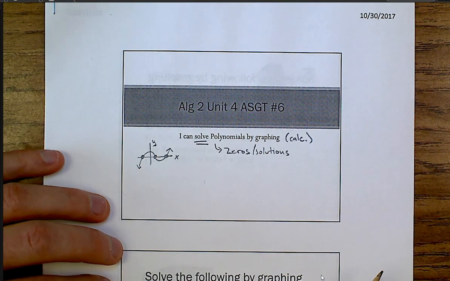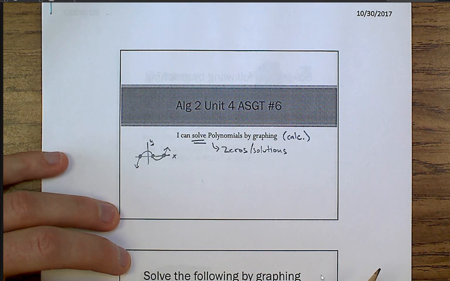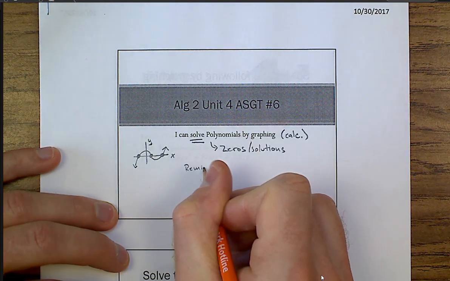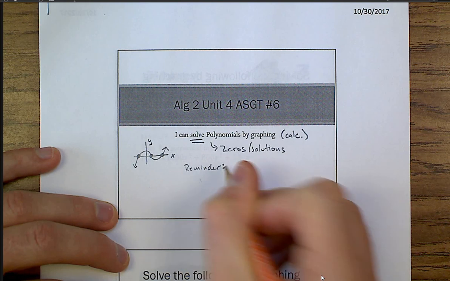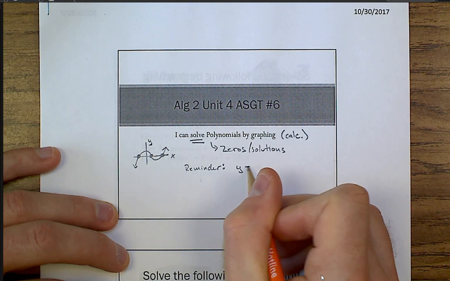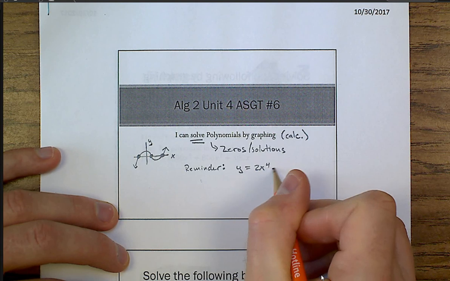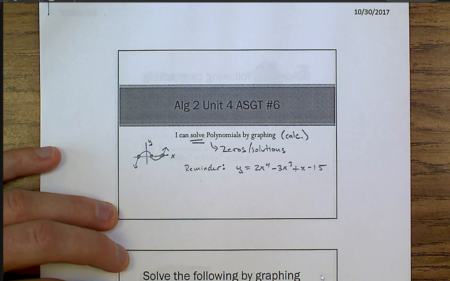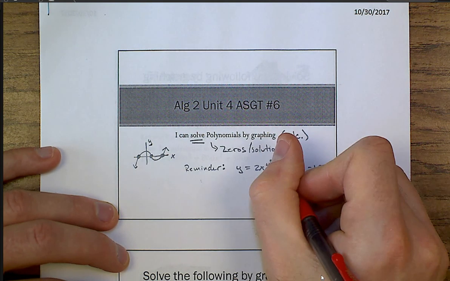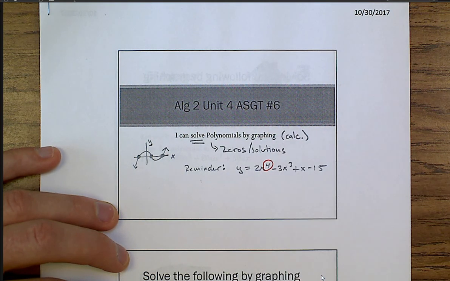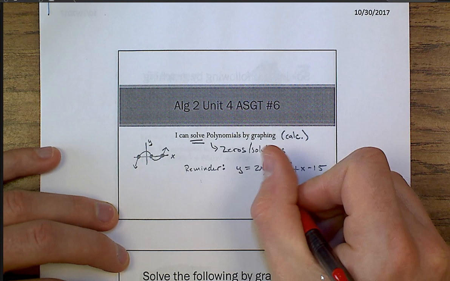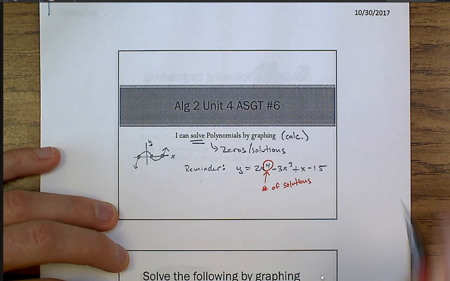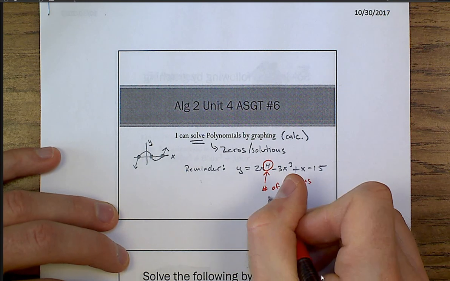Now, one thing that I want to make you aware of today and remind you of, so I'm just going to put reminder here, that if you have a polynomial, let's say y equals 2x to the 4th minus 3x to the 3rd plus x minus 15, I'm just making something up here. I want to remind you that when you have it in standard form, that highest degree, like a 4, is the number of solutions.